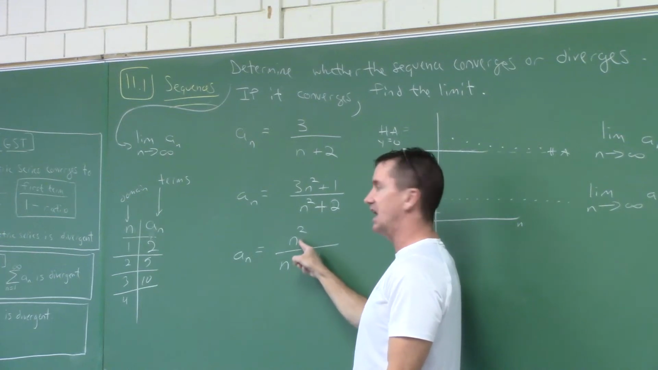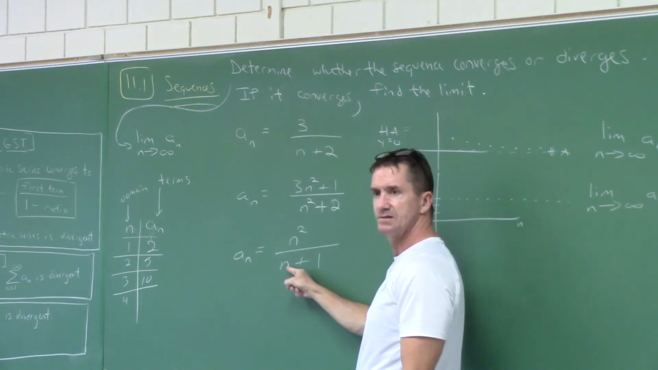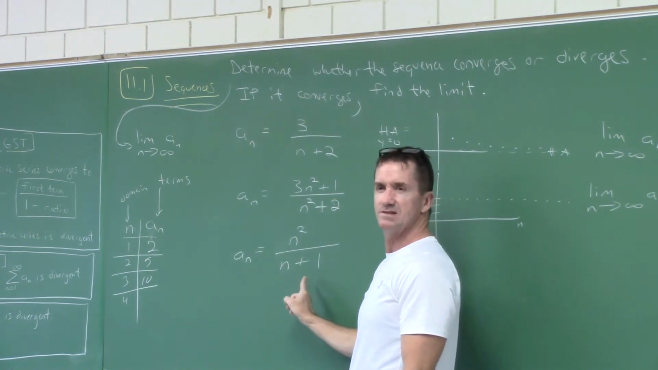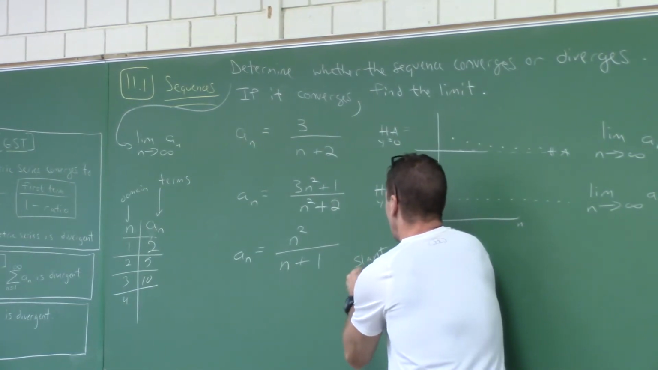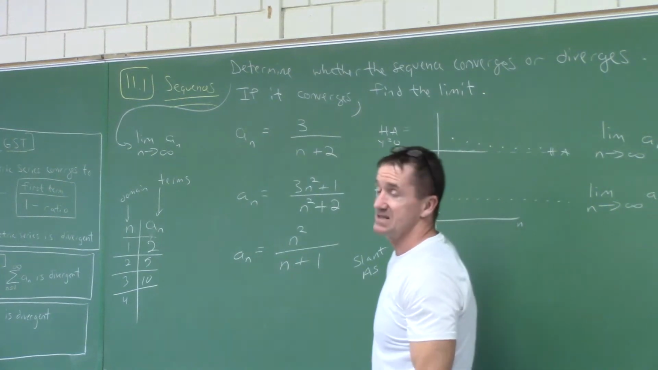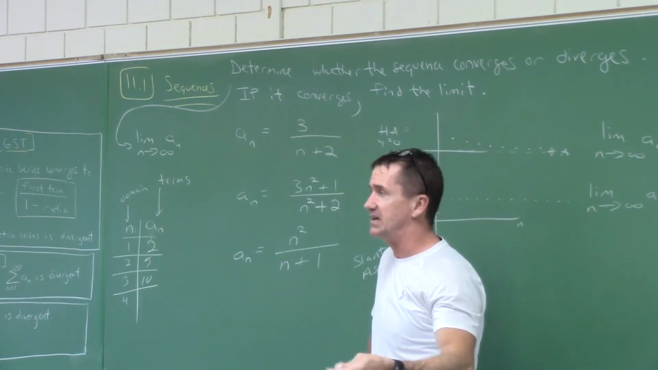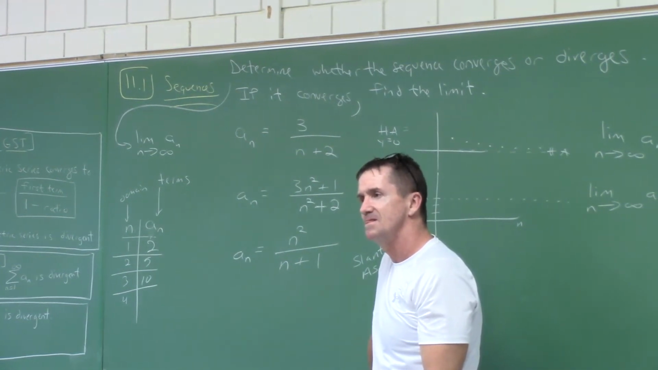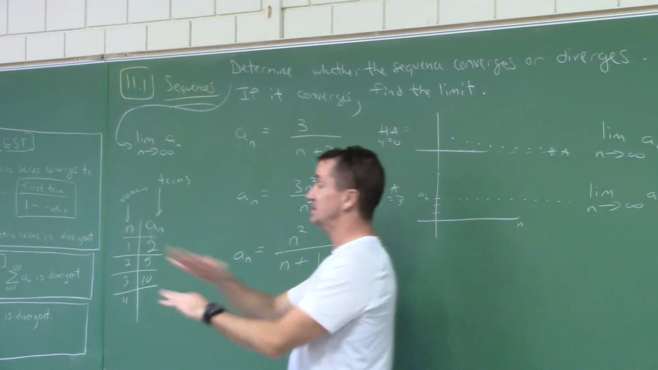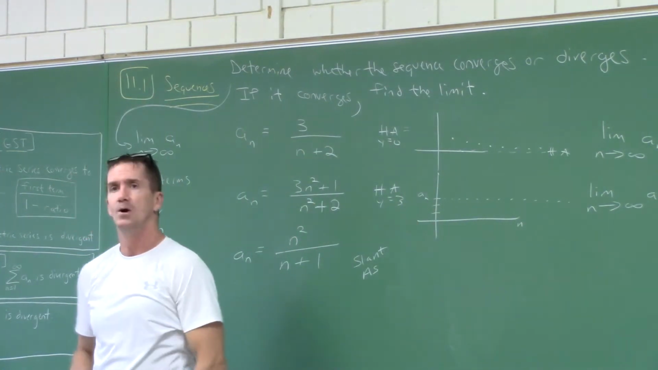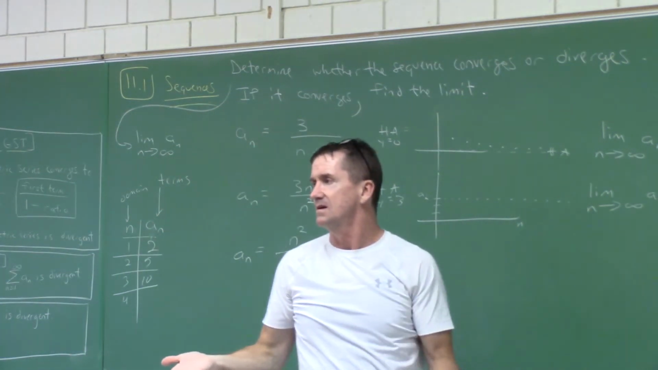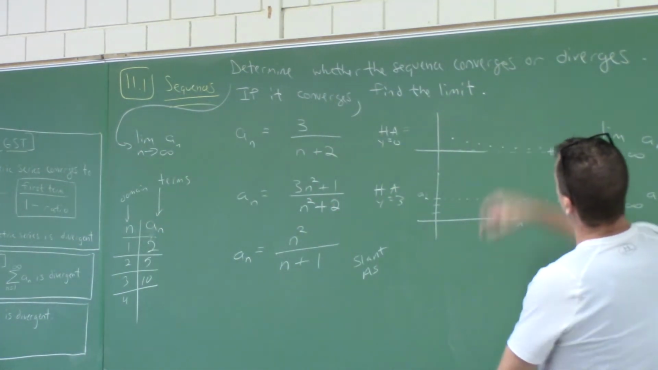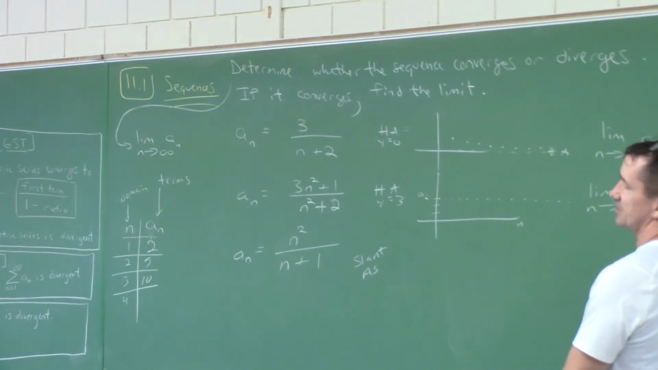Now in this case, the highest power on the top is a little bit more than this. This doesn't have a horizontal asymptote. It has a slant asymptote. Well, that means that when this thing's heading towards infinity or negative infinity, you already know the answer. It might slant that way or it might slant that way. Determine whether the sequence converges or diverges. If it converges, find the limit.